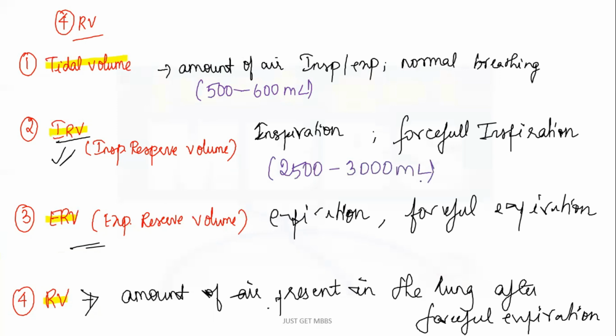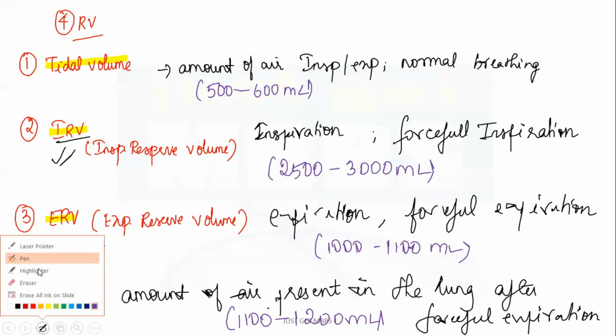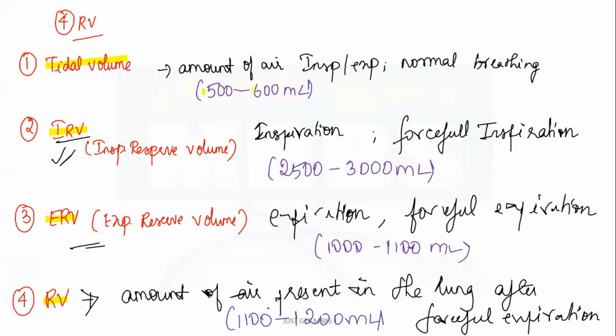All these you need to memorize. These are all fixed values. Expiration 1000 to 1100 ml of air. And residual volume is 1100 to 1200 ml of air. So these are the different respiratory volumes that you must know. So 500 to 600 ml, 2500 to 3000 ml, 1000 to 1100 ml, 1100 to 1200 ml. These are the volumes. When I try to add everything, I get capacities.